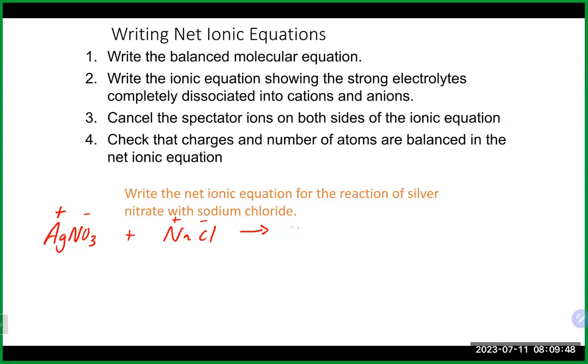So by just doing the formulas first, we should get silver chloride that looks like this, and that's because silver is +1 and chloride is -1. And we should get sodium nitrate, which is something that looks like this. And again, sodium is +1 and nitrate here is -1.